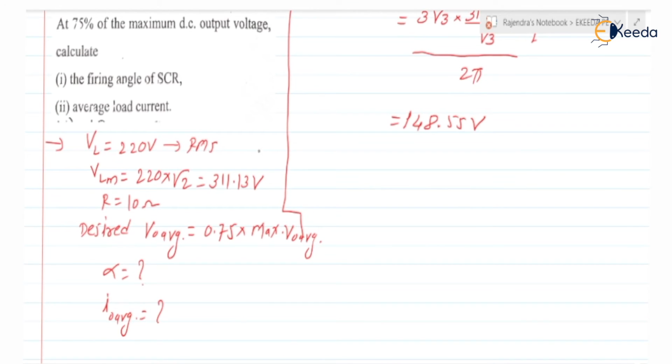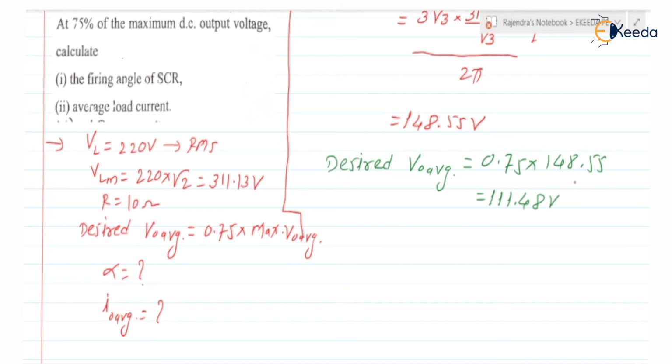Okay, next, can we write the desired V0 average? Yes, desired V0 average is equal to 0.75 into maximum V0 average, that is 0.75 into 148.55, which is equal to 111.41 volt.